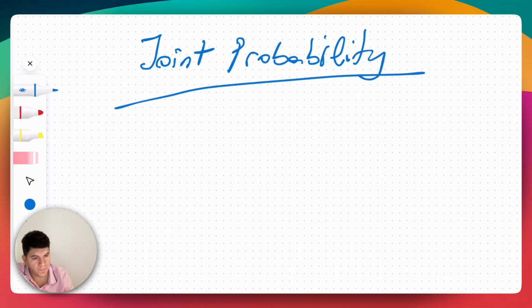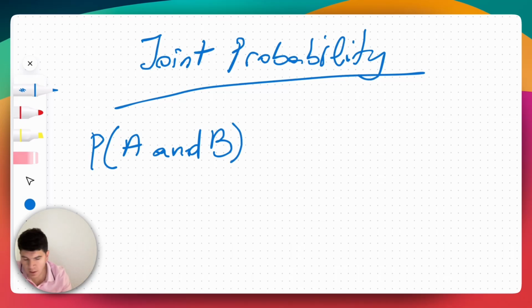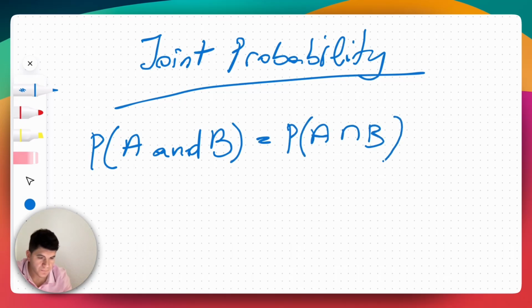Okay, so let's first look at it. What's the joint probability? When we say the joint probability, let's say in the example of event A and event B happening, we can say the probability of both event A and B happening together simultaneously, because the key point to retain is that both event A and B should happen at the same time. And how do we write it down? We write it down as P(A and B), which is equal to P(A intersect with B).